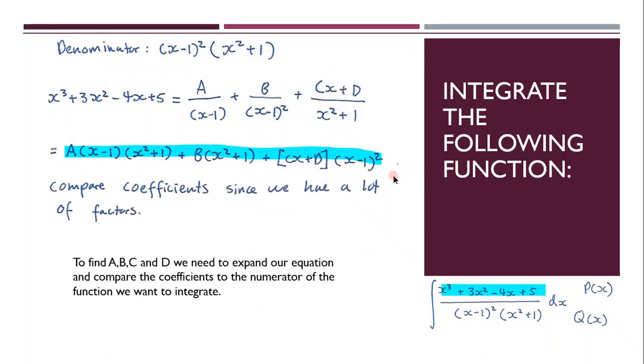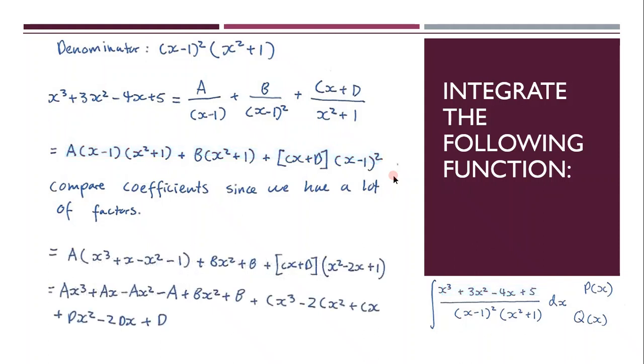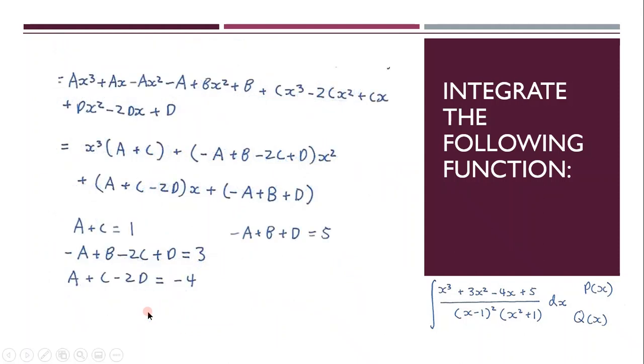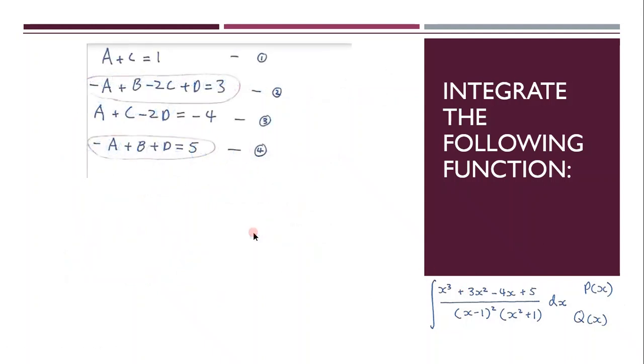Now in this case, because we have a lot of factors, we're not going to simply let x equal 1 or minus 1 and cancel them out, because we're going to get stuck. So we need to expand our equation and compare the coefficients to the numerator of the function we want to integrate. As you can see, the expansion process is a bit tedious, but it works. What you'll end up with is this, and then you just compare this coefficient to this coefficient. So a plus c must equal 1, and so on.